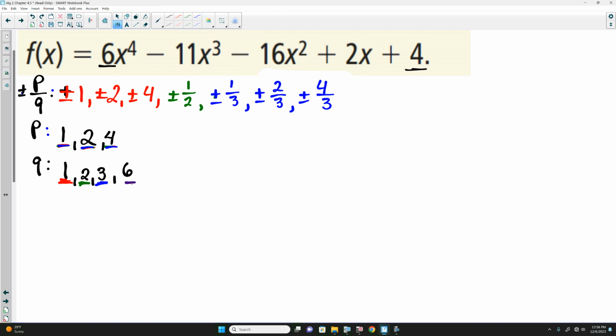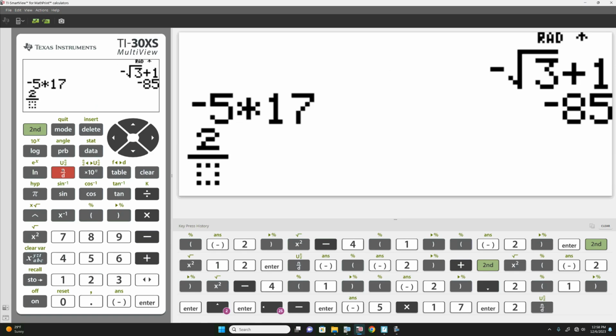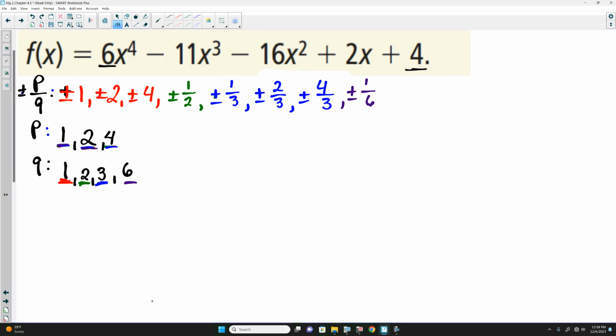Then we move on to the last one, our 6. So we'll do plus or minus 1 over 6. Then we can do 2 over 6. Well, 2 over 6 is 1/3. 2/6 is 1/3. 4/6 is 2/3. We already have both of those. So these are all of our possible rational zeros.